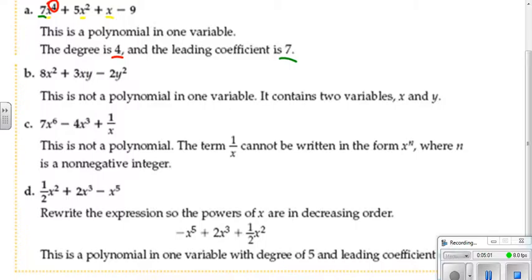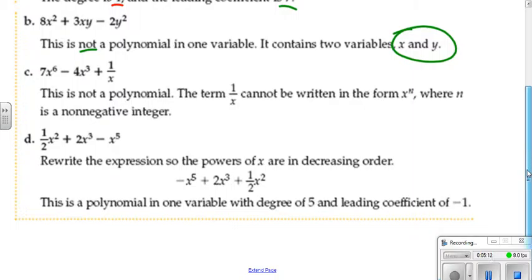So in this case we have 8x squared plus 3xy minus 2y squared. This one is not a polynomial in one variable because it has two variables, x and y. So we don't have to continue on with that one.